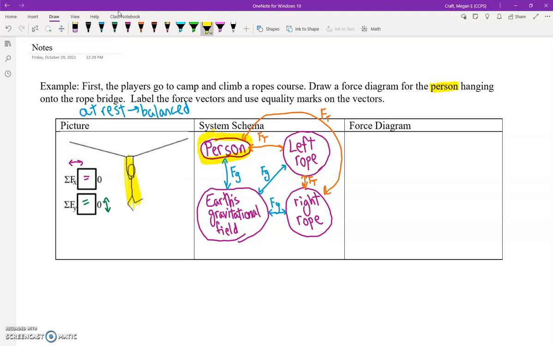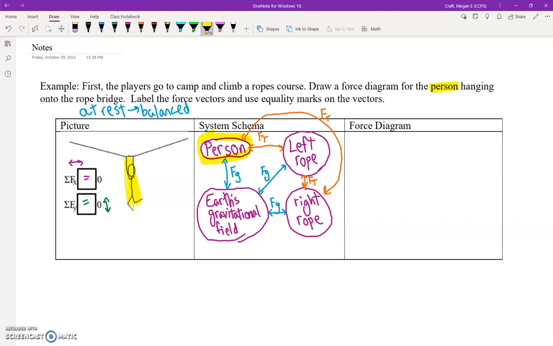So now we can move on to our force diagram. So far, you might have noticed that nothing really has changed from our straight up and down, left and right force diagrams. Nothing much has changed except for the fact that we now have to say net force twice, one for X and one for Y.